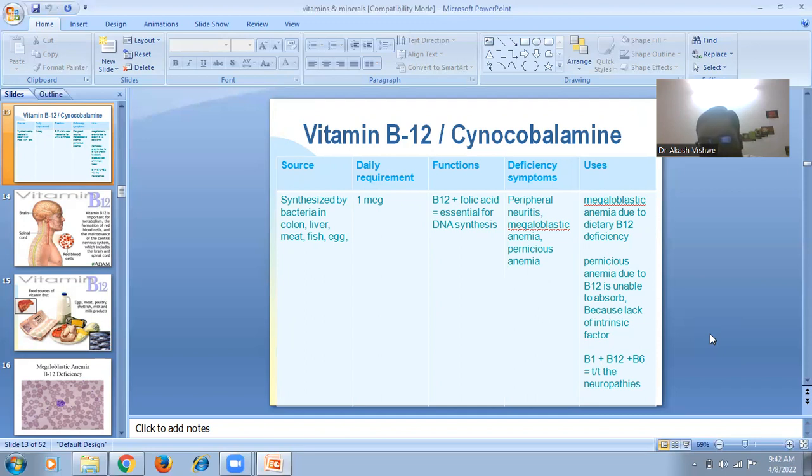So another use is the vitamin B1 plus B12 plus B6. This combination of vitamin B complex can also be used in the condition of neuropathies.